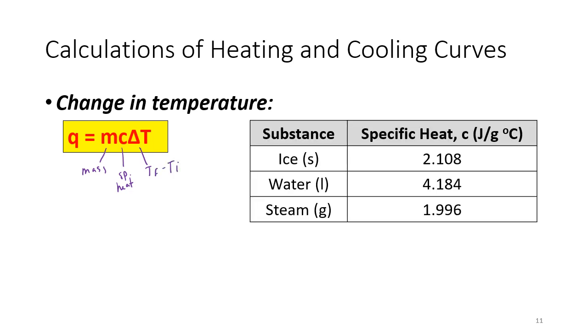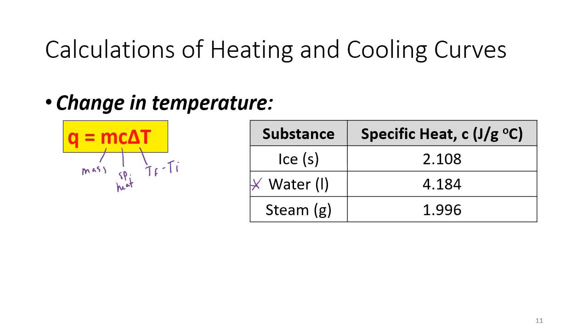For water, there are different specific heats depending upon what state of matter water is in. Ice has a specific heat of 2.108 joules per gram degree Celsius. Water in its liquid state has a specific heat of 4.184 joules per gram degree Celsius. This is the one that we would have used in Chapter 5. Water in its gaseous state, or steam, has a specific heat of 1.996 joules per gram degree Celsius.